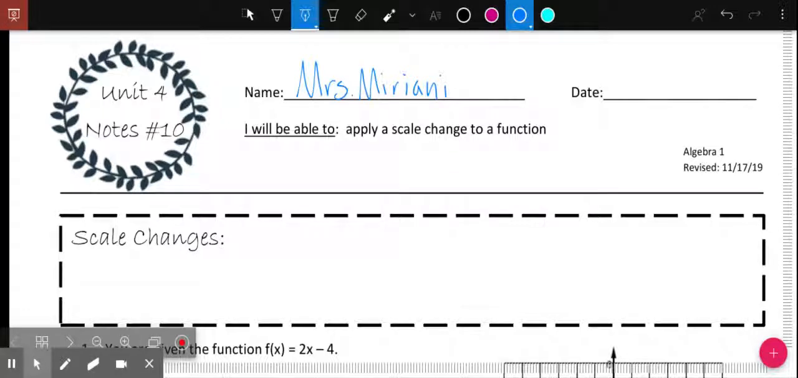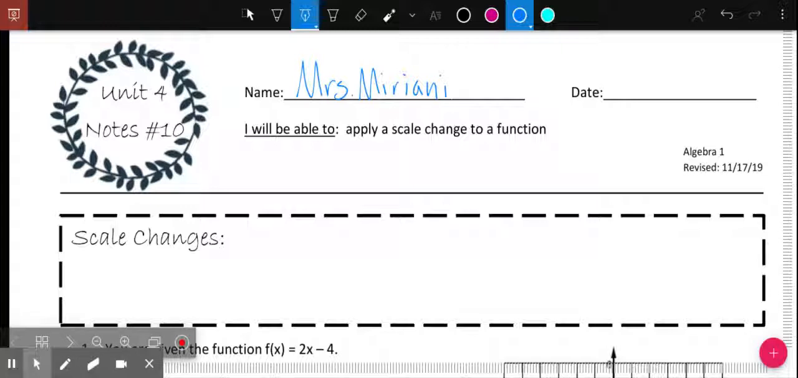Alrighty, so today we're going to be looking at Unit 4, notes number 10. It's our last set of notes for Unit 4, so congrats, we made it. Our goal today is that we will be able to apply a scale change to a function. We're going to be applying lots of scale changes to a lot of different types of functions, but of course we're starting with linear because it's our linear unit.